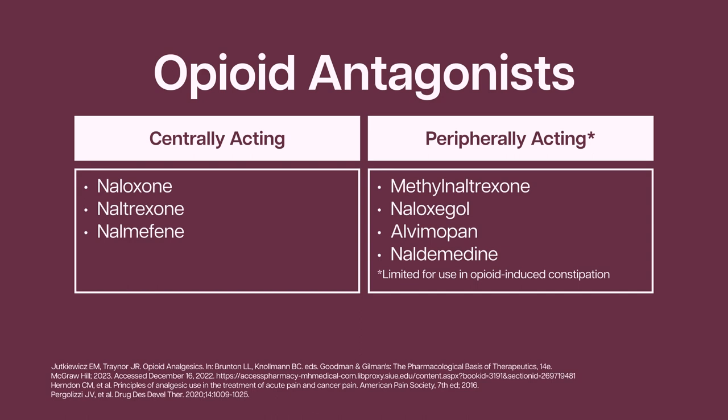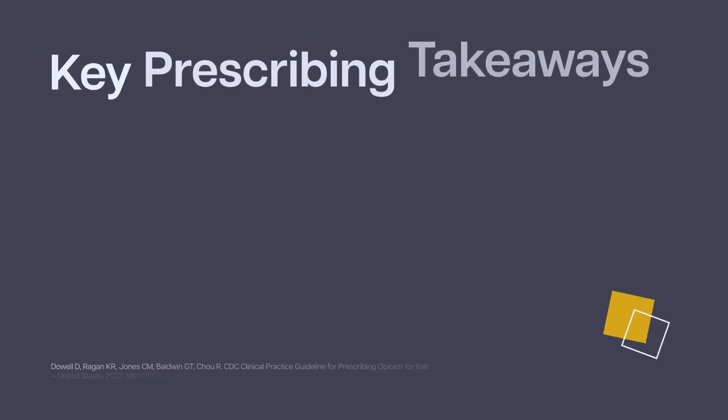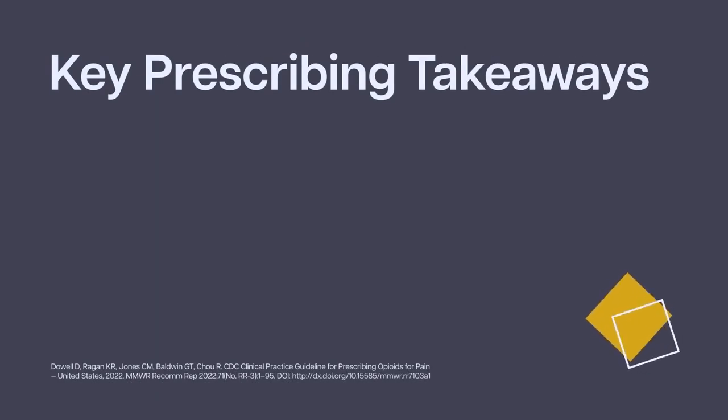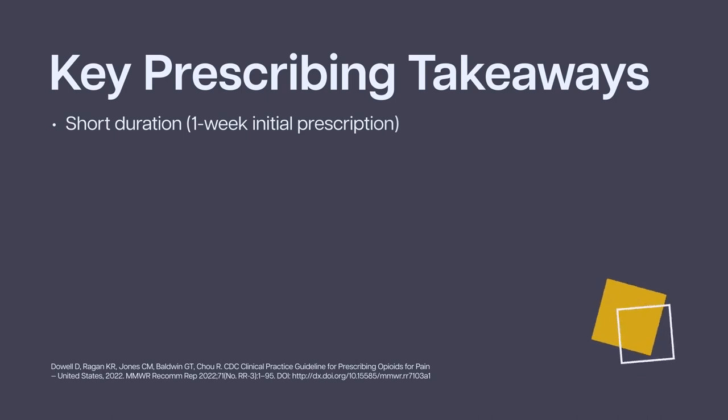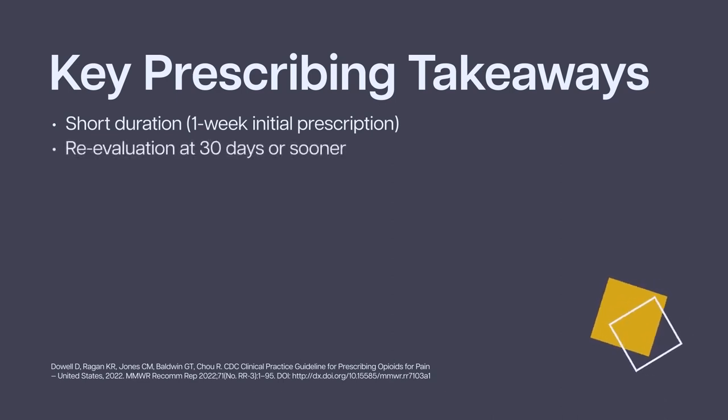Methylnaltrexone, however, has a poor bioavailability and works peripherally. Opioid antagonists are used in treatments of opioid overdose, opioid-induced constipation, and alcohol use disorder. A summary of key prescribing principles include: attempts should be made to keep initial or acute opioid prescriptions to as short a duration as possible. Patients should be reevaluated at 30 days or less.